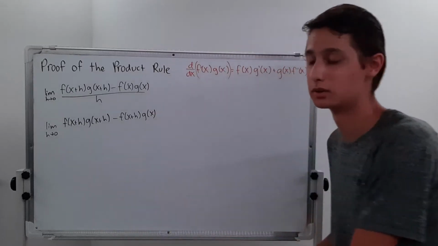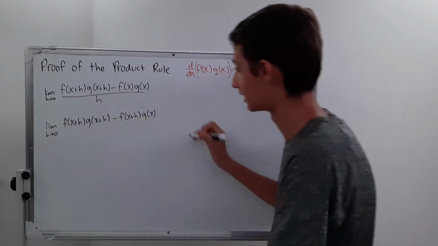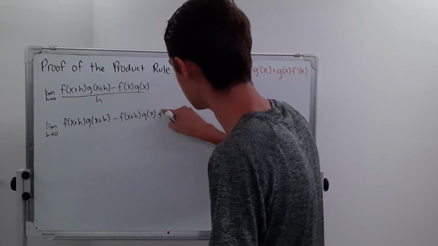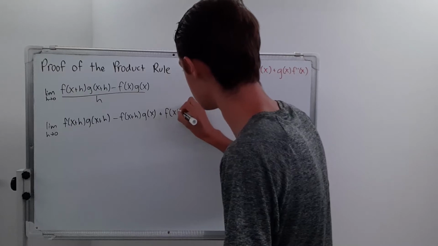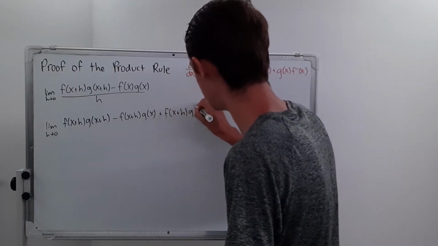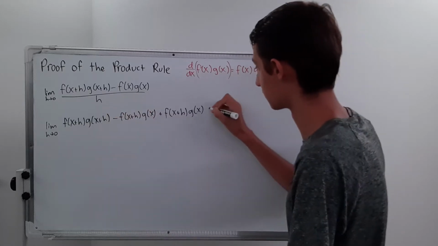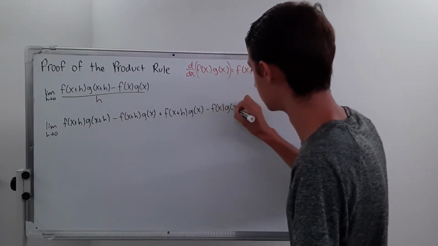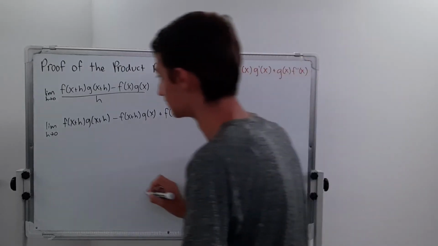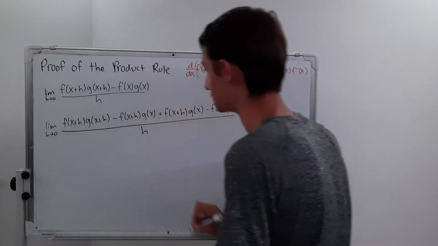And then what we're going to do is we can't just subtract this out of nowhere. We have to add it back, right? So plus f of x plus h times g of x, right? And then obviously we have to subtract our f of x times g of x like we had earlier, right? And this whole thing is divided by h. So, all right, all divided by h, okay?